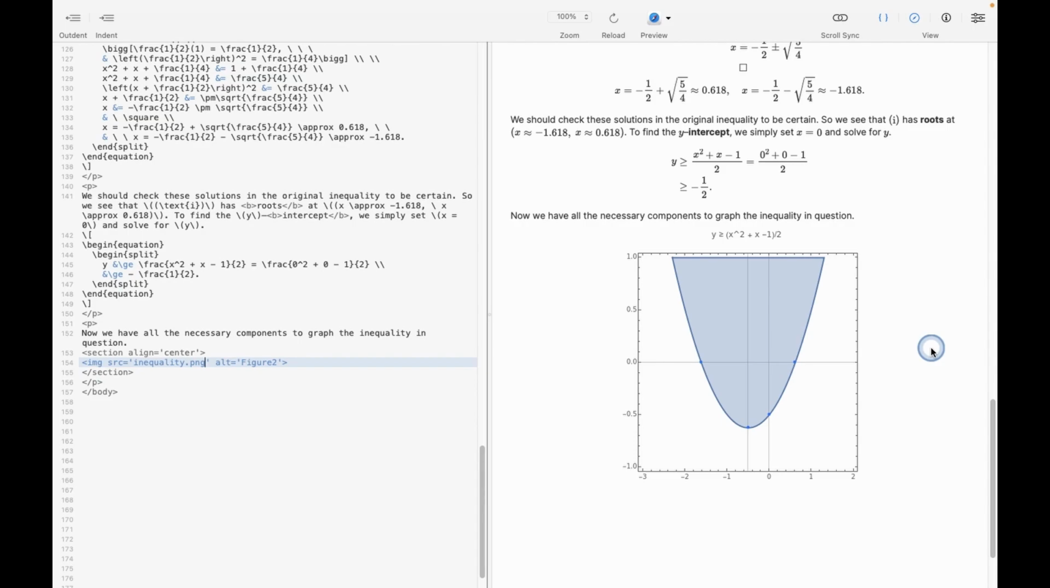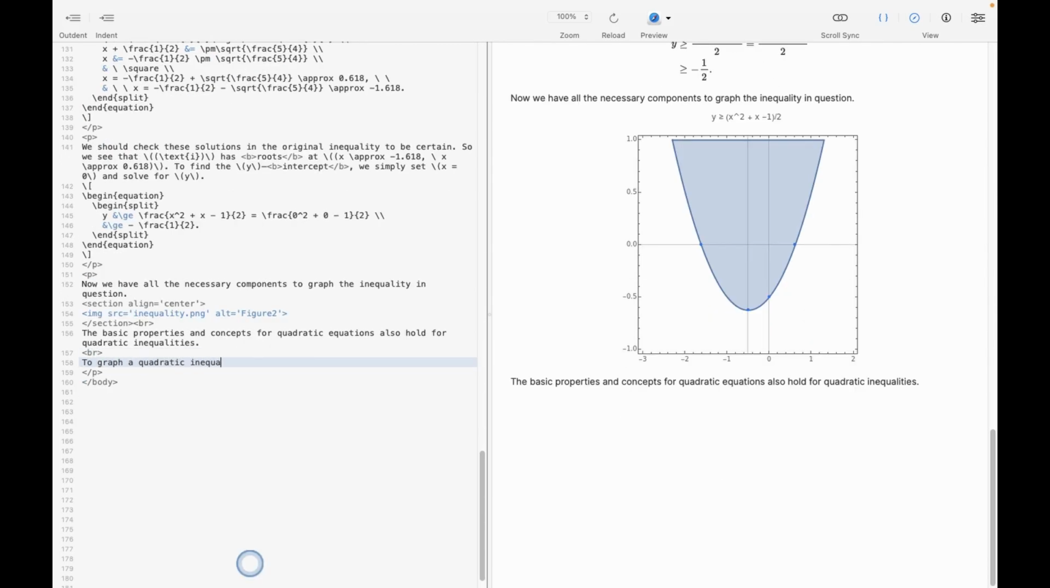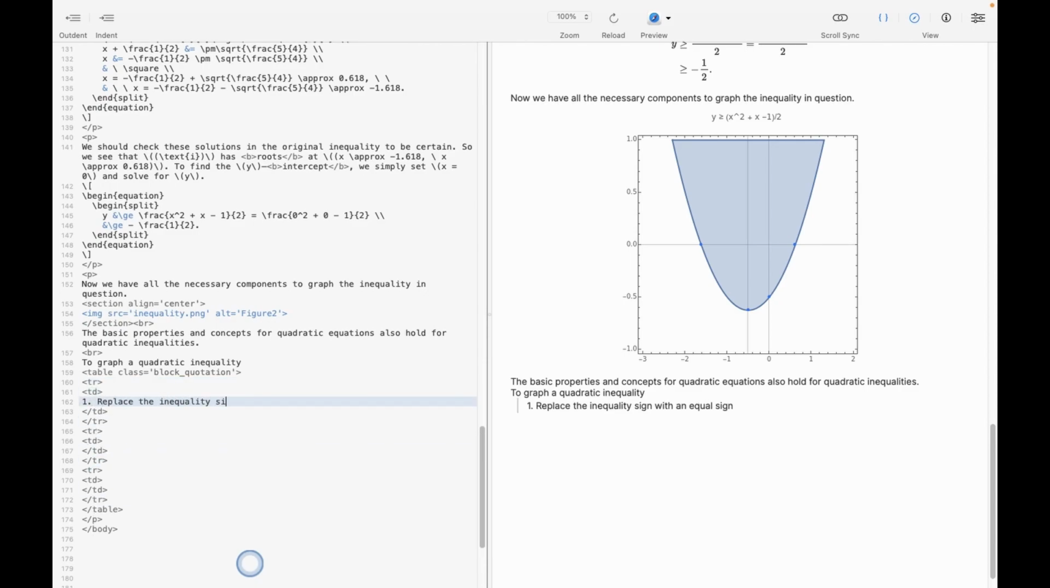Perfect. So the basic properties and concepts for quadratic equations also hold for quadratic inequalities. This is sort of what you begin to realize as you work these problems. So finally, to graph a quadratic inequality, replace the inequality sign with an equal sign. Draw the graph of the equation derived in step 1.